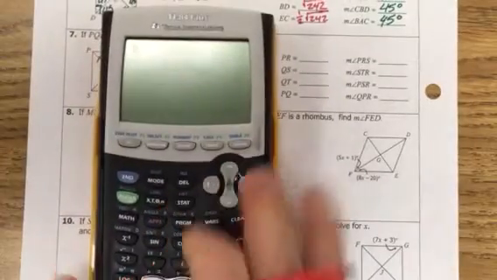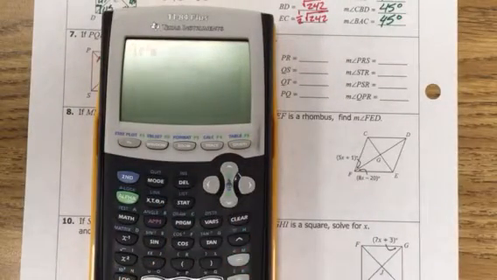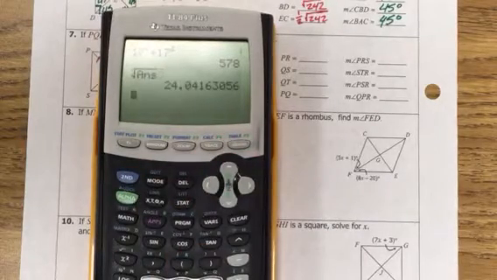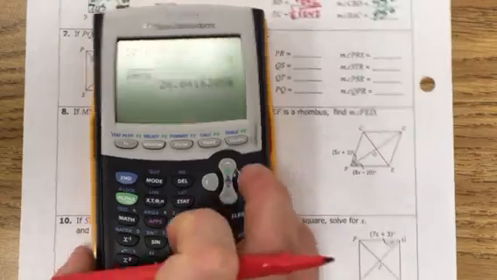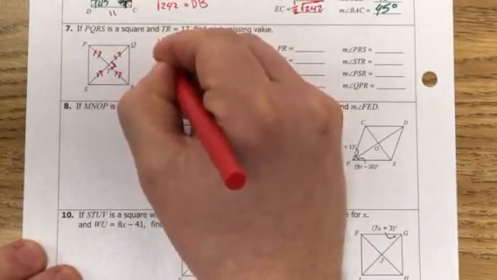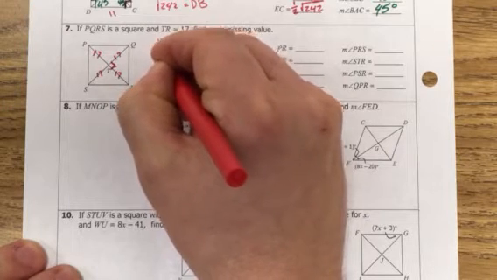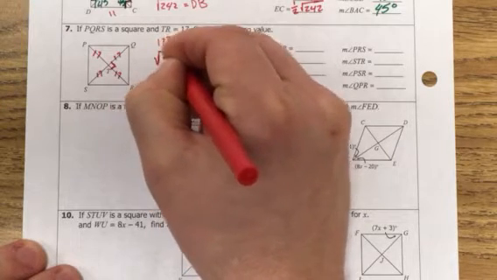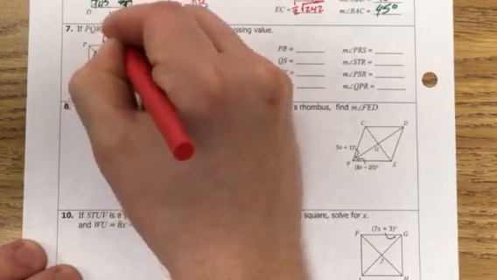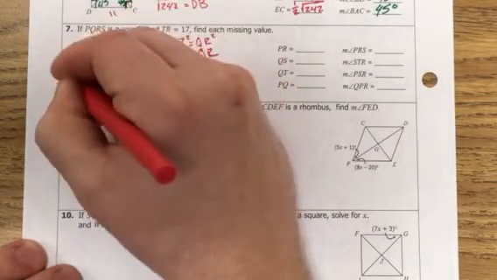Type that in the calculator. 17 squared plus 17 squared gives me 578. Taking the square root of 578, I get an irrational number. So instead of that, I'm just going to say the square root of 578 equals QR. So all four sides of my shape will be the square root of 578.